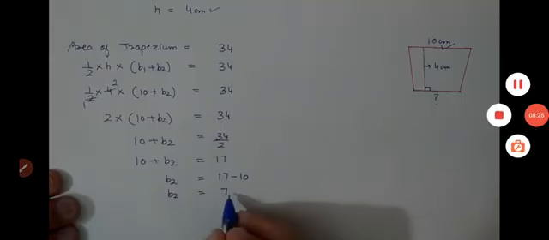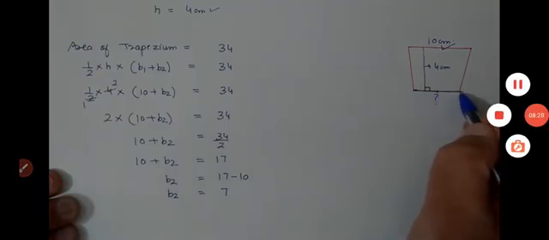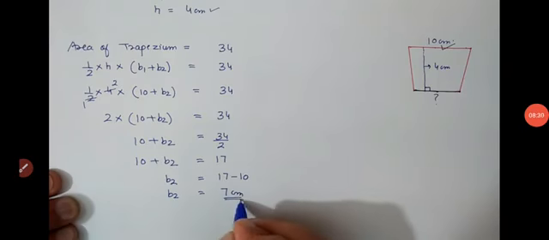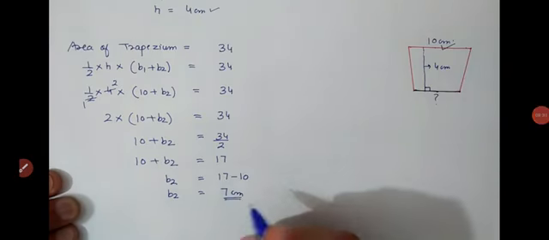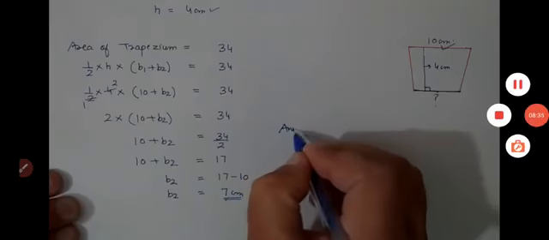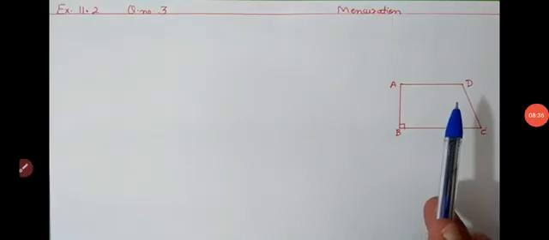So this way we can find B2. B2 is 7, so B2 is 7 centimeter. Understand? So the answer is 7 centimeter. Now let's see question number 3.